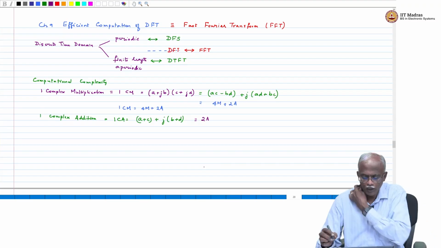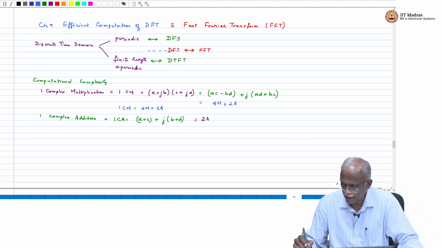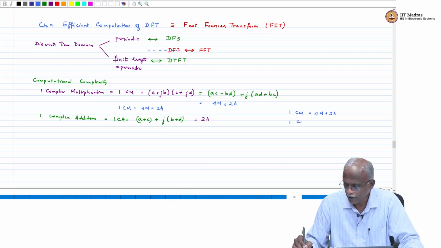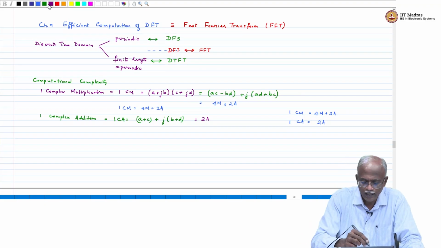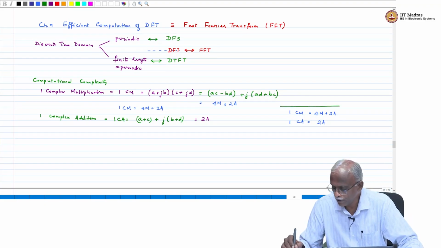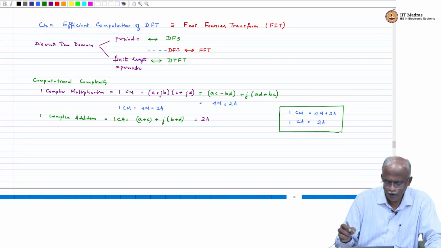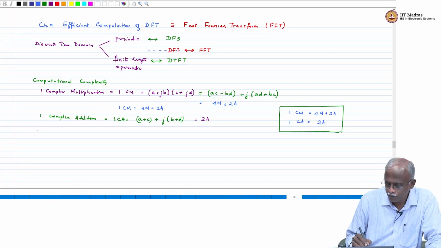So what I want you to do is keep this as a reference. 1 CM, complex multiplication, is equal to 4 real multiplications plus 2 additions. 1 complex addition is equal to 2 real additions. This is a reference table that you can always come back and substitute from to get the actual number of computations.